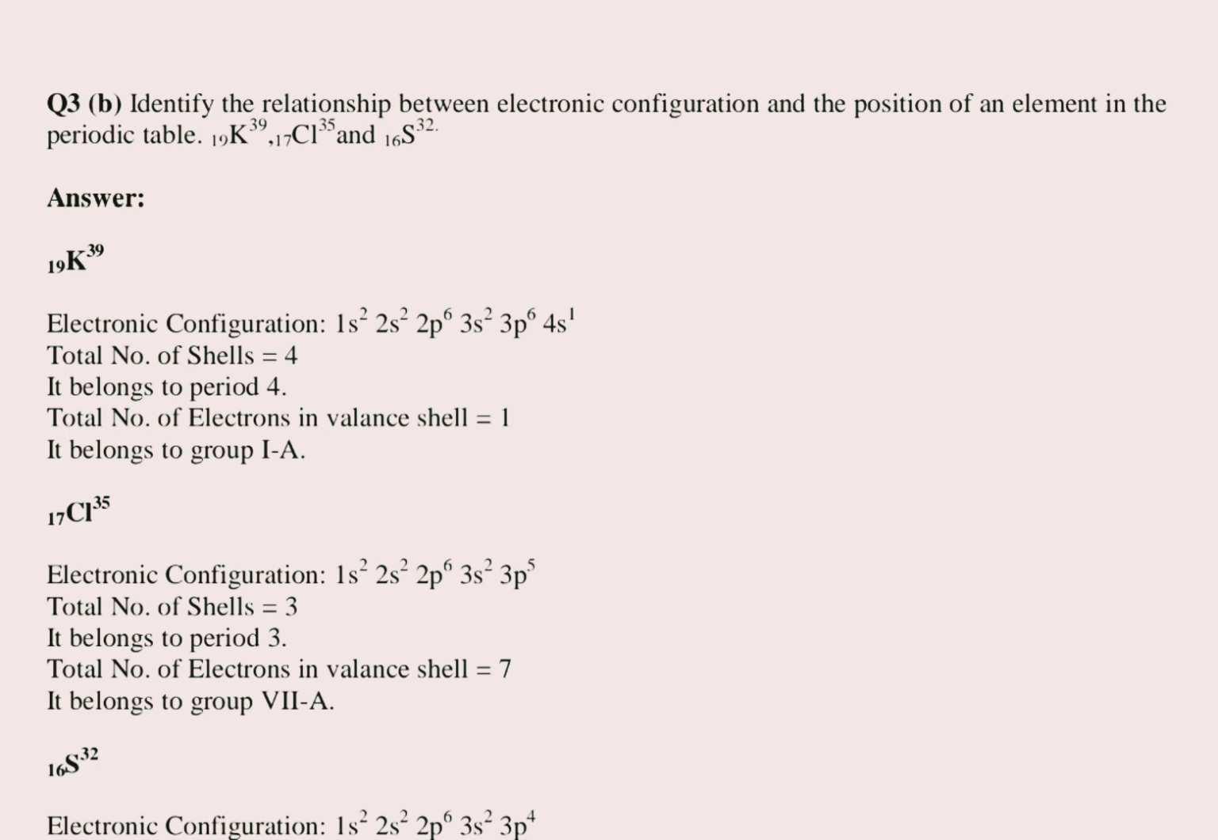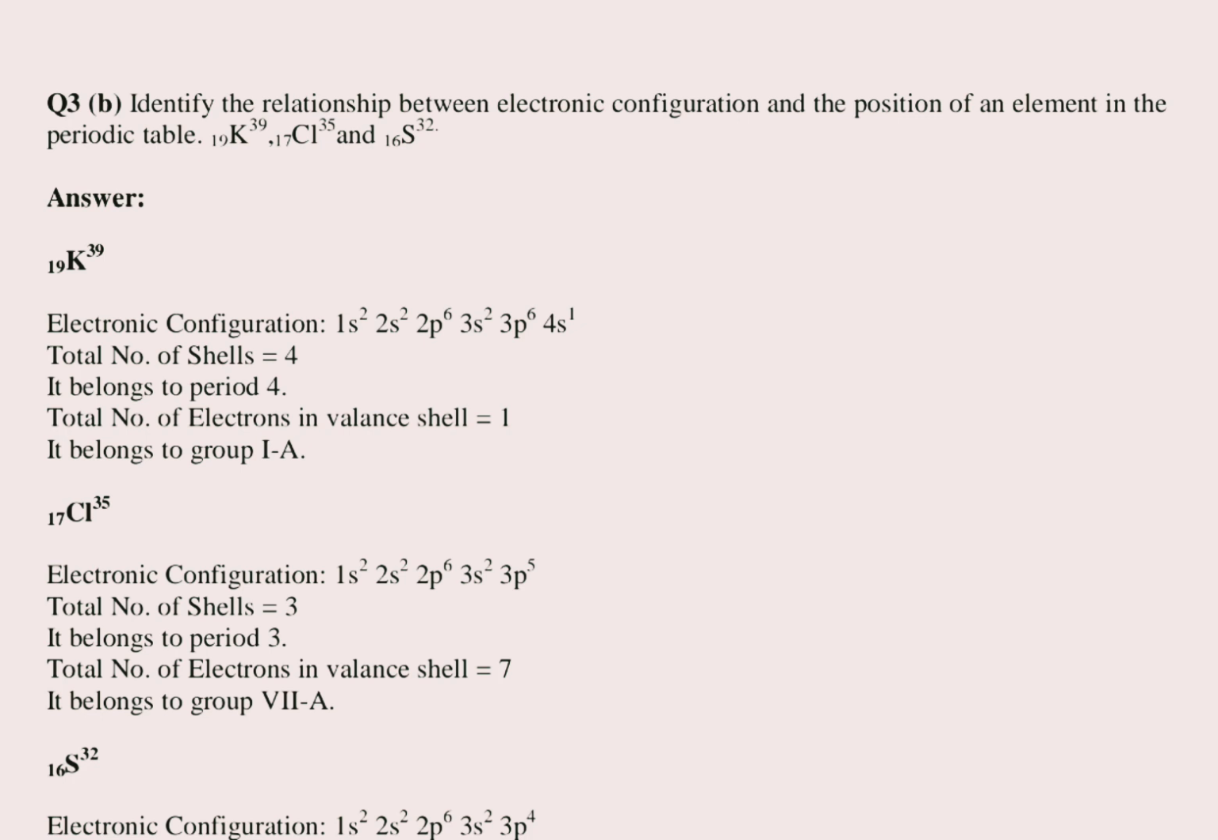So here we have for potassium, the configuration is written in front of you. You have to learn how you write the configuration. We have 4s1 as the outermost, so that means one electron in the outermost, that means 1A group. Number of electrons shows the group, and 4, which is the number written here, shows the shell and the period. So fourth period is here.